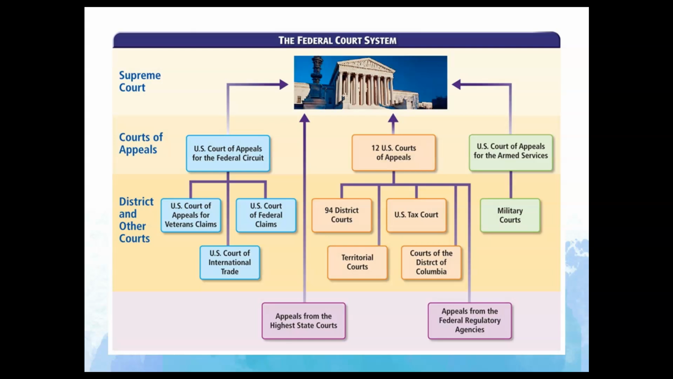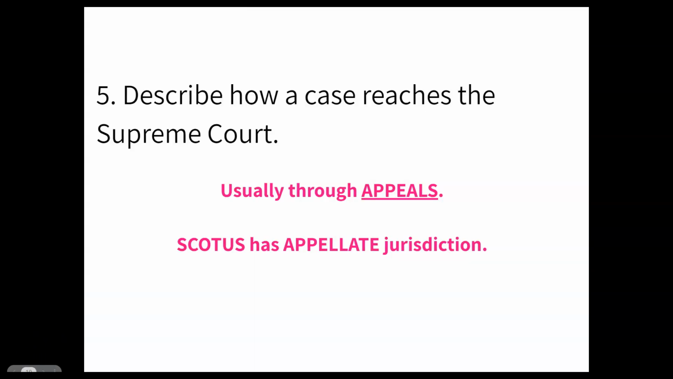Talking a little bit about the Supreme Court now. Cases, again, are going to reach the Supreme Court through appeals in most cases. So again here, like the courts below it, this is an appellate court. The SCOTUS, Supreme Court of the United States, has appellate jurisdiction, meaning cases have to be appealed to it. There are some instances where it has original jurisdiction, and I'll show you those in just a second.